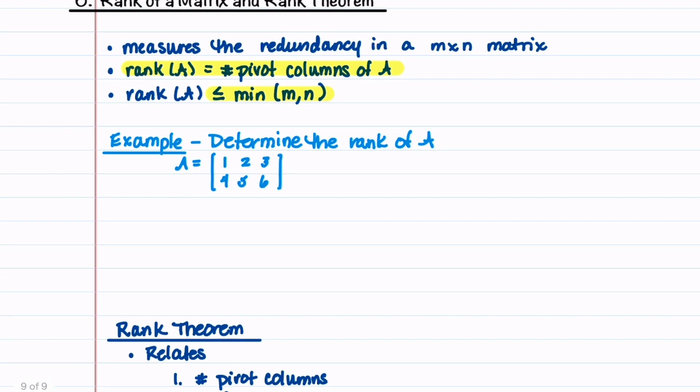In this example, we're going to determine the rank of A. Let's notice that our matrix A has 2 rows and 3 columns. So that means that our rank has to be less than or equal to 2. I'll write that down. What we're going to do to determine the rank is we're going to take our matrix A and put it in echelon form, and we're going to count the pivots.